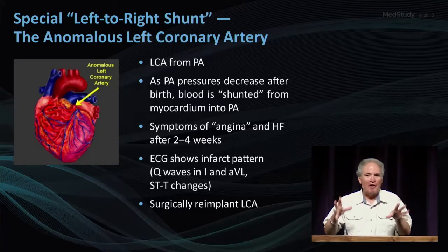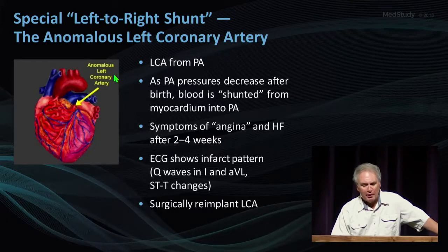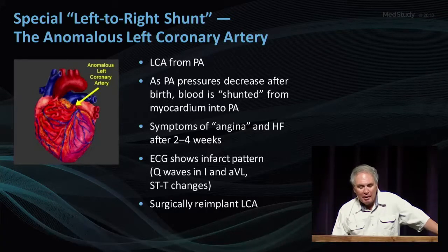Okay, special left to right shunt I have to mention, and that is the anomalous left coronary artery. So what's going on here? Here's the aorta. The right coronary is coming from the aorta. That's good. But the left coronary artery is coming from the pulmonary artery. That's not good, okay? So why is this a left to right shunt? Well, because the red blood here from the aorta, the left side of the heart, if you will, enters the coronary arteries, and once the resistance in the lungs starts dropping, the blood of the myocardium gets sucked out through collaterals into this left coronary artery to the pulmonary circuit. Therefore, it's a left to right shunt, okay?